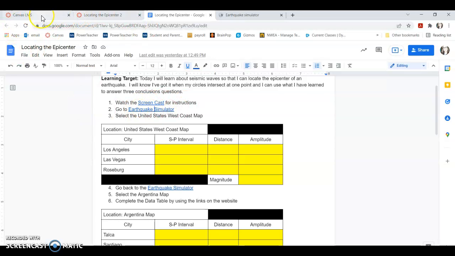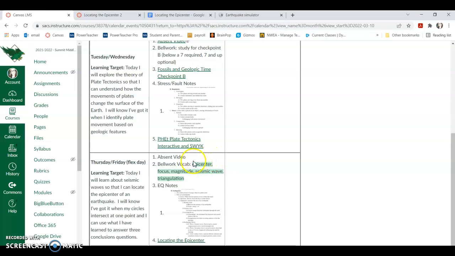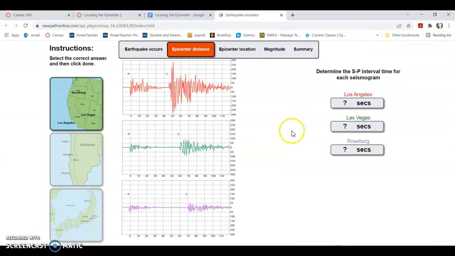And that is it for the day. Let me run that down again. Vocab, notes, locating the epicenter assignment, using the simulator.